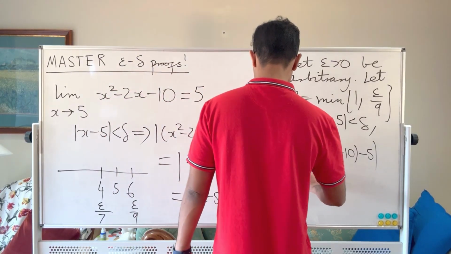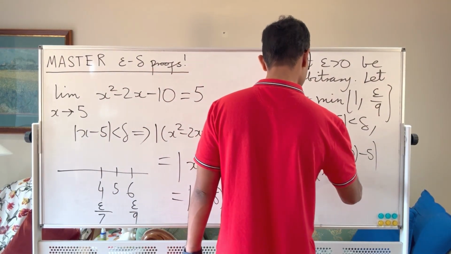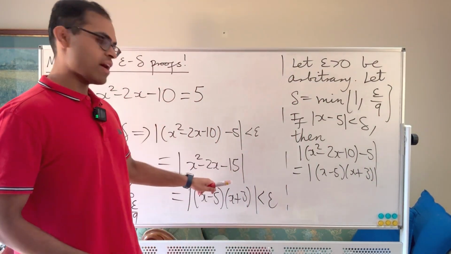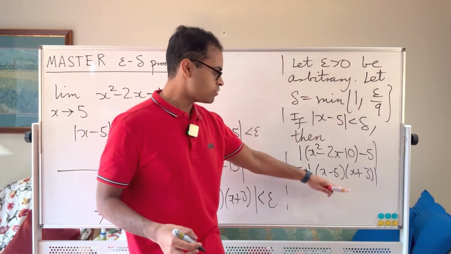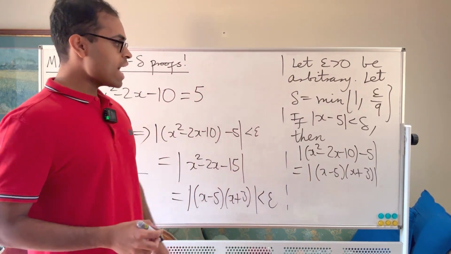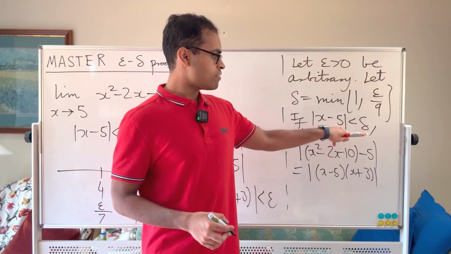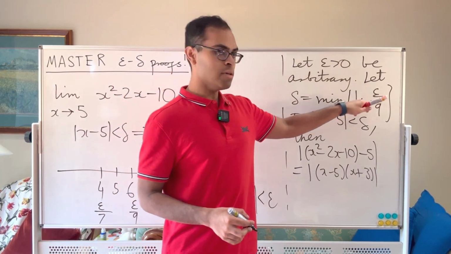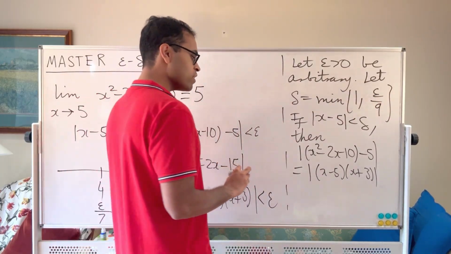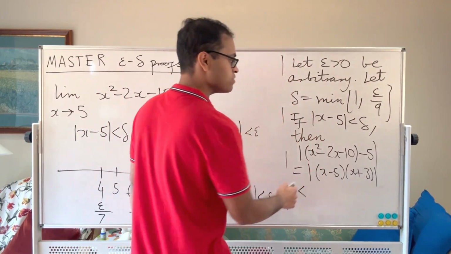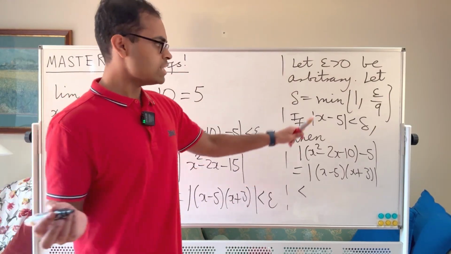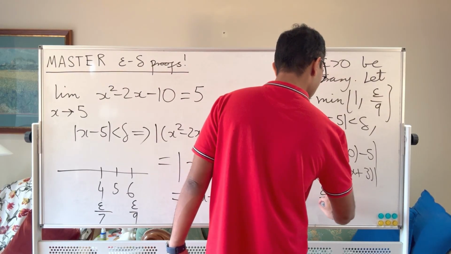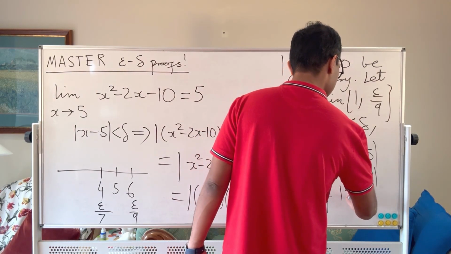Then this quantity is going to be the absolute value of x minus 5 times x plus 3, which we know because we've just factored the quadratic like we did. This is now our proof. We factored the quadratic, and we know that the absolute value of x minus 5 is less than delta, and delta is the minimum of 1 and epsilon over 9. So we know for a start that the absolute value of x minus 5 is less than epsilon over 9, because delta is the smaller of 1 and epsilon over 9. So it's going to be less than epsilon over 9 times the absolute value of x plus 3.